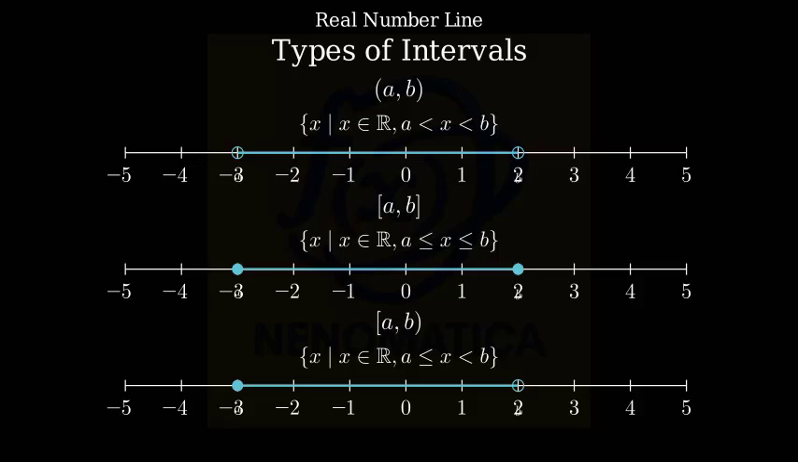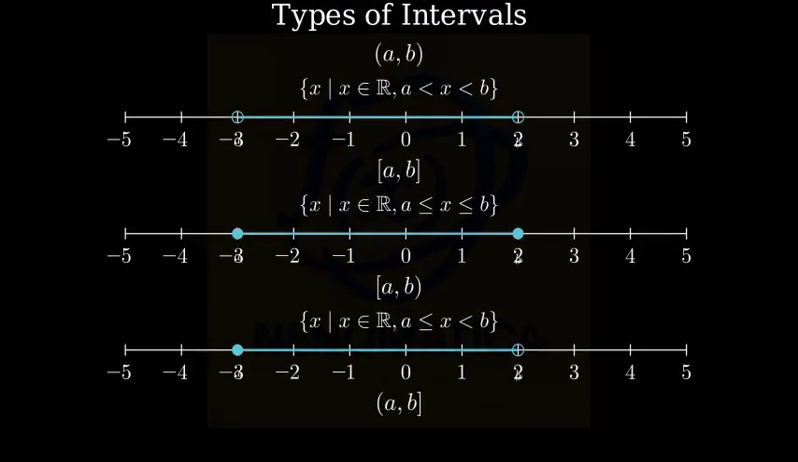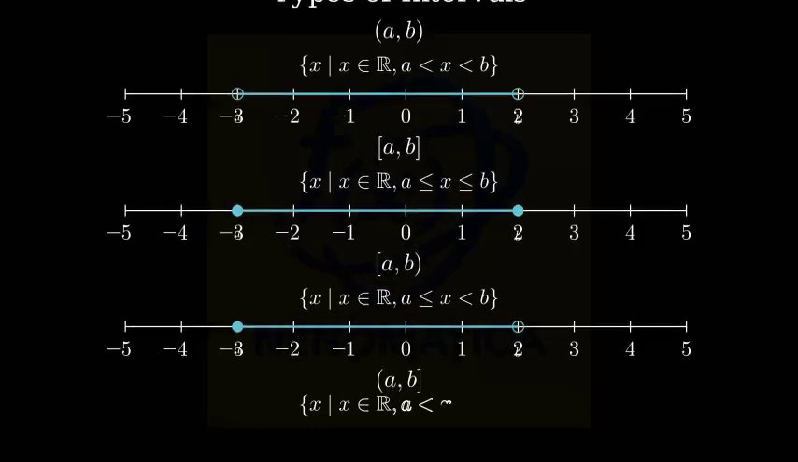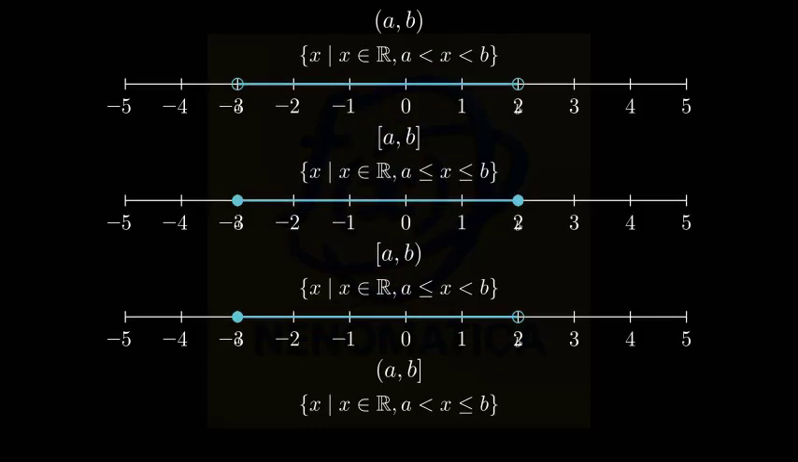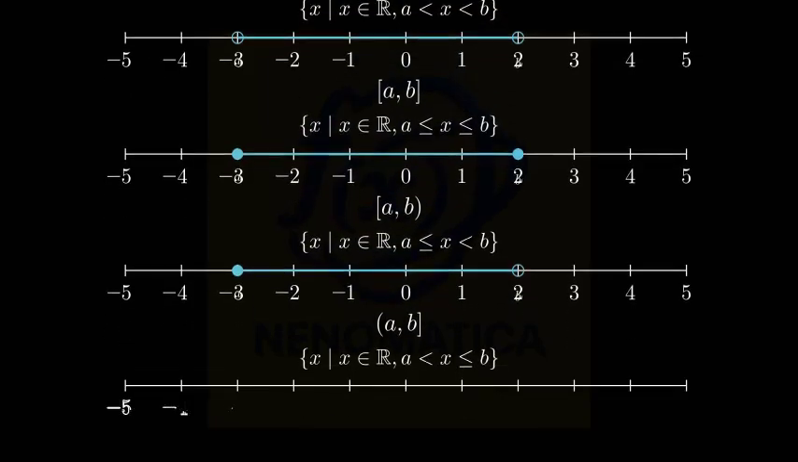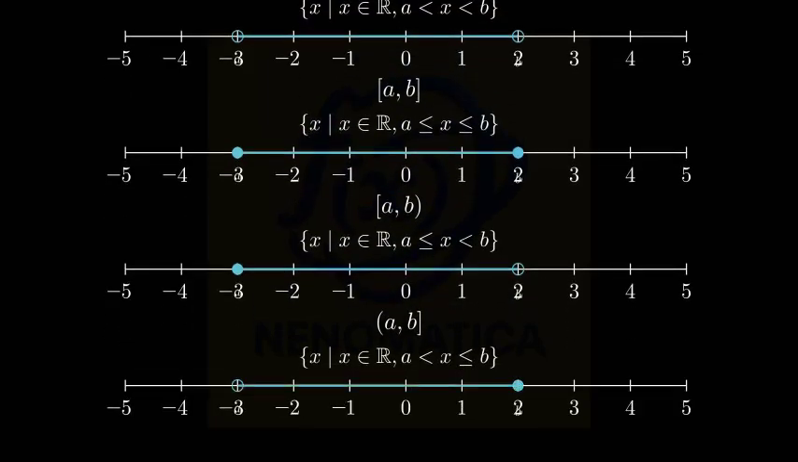The other type of half-open interval is denoted as (a, b] with a parenthesis and a square bracket. This interval includes all real numbers x such that x is greater than a and less than or equal to b. On the number line, we represent this with a hollow dot at endpoint a and a solid dot at endpoint b.